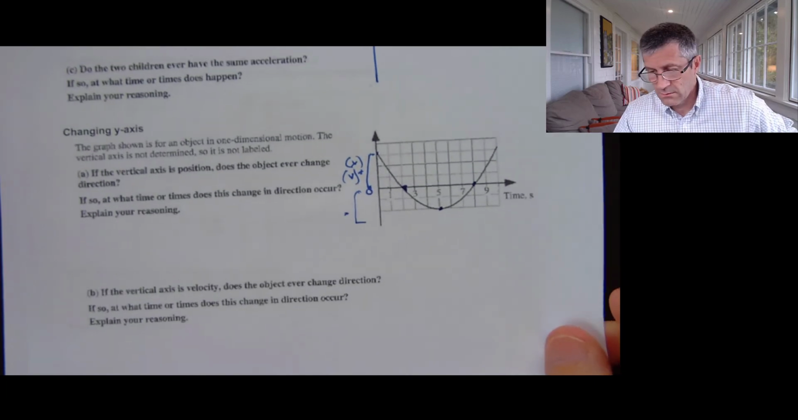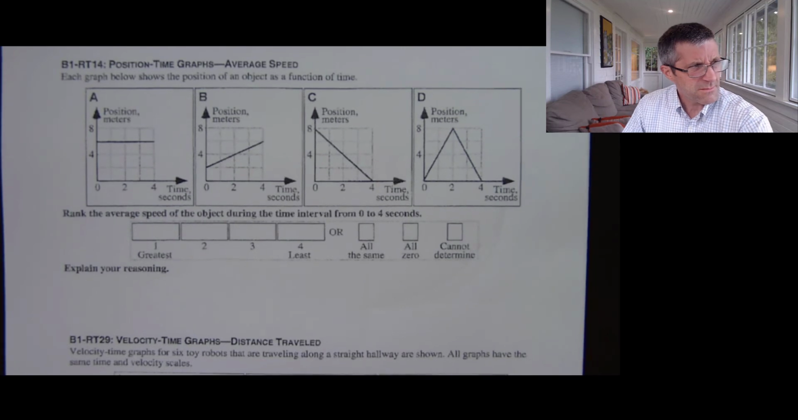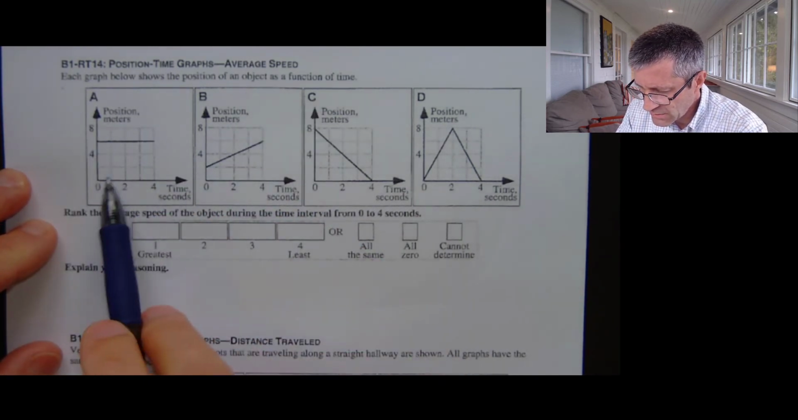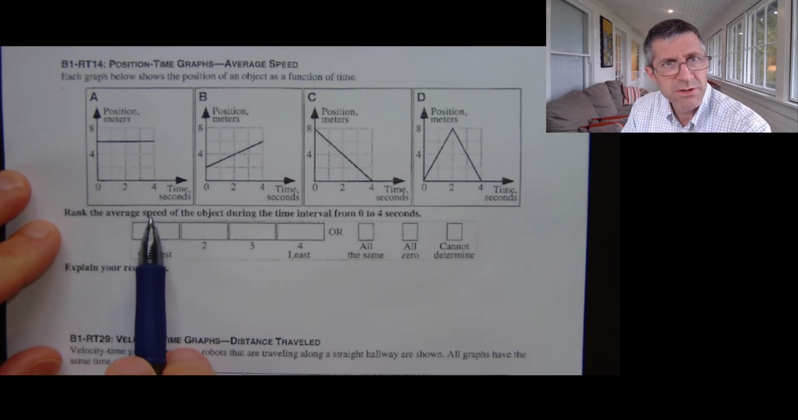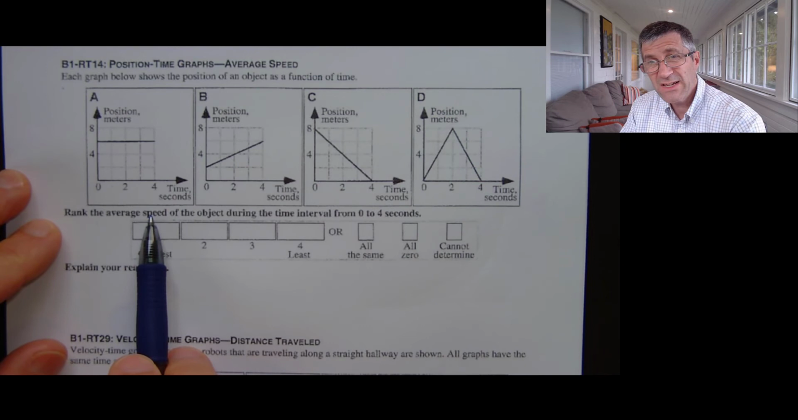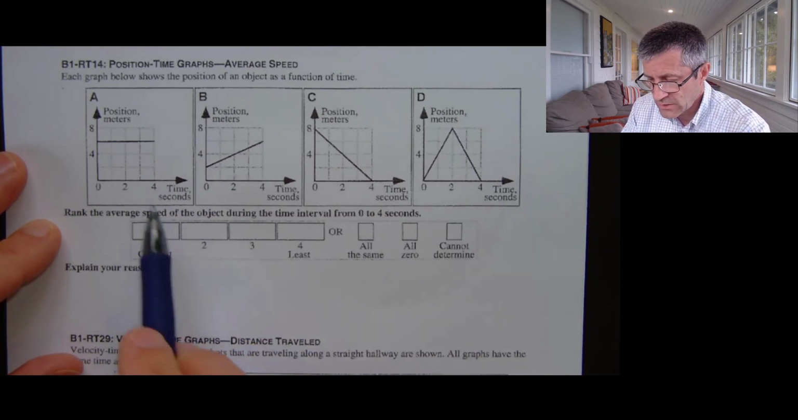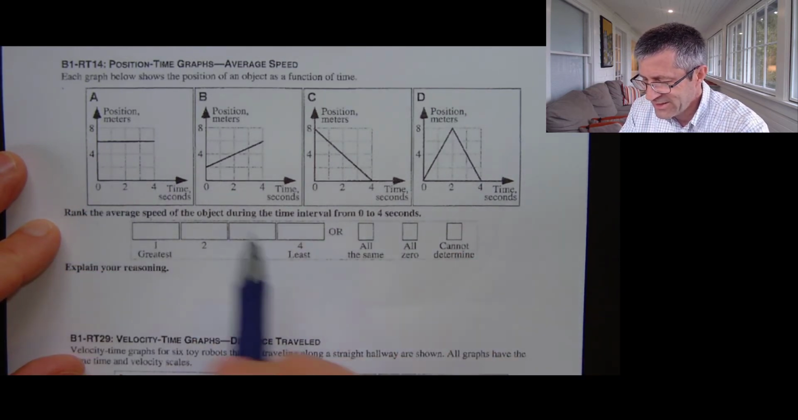Okay, good one. Let's see, a couple more. Average speed. So let's see what we got here. Each graph is position as a function of time. So for speed, I'm going to rank the slopes of these. Speed is really velocity, but it doesn't matter the direction. Your car's speedometer doesn't know what direction it's heading. It just tells you how fast you're going. So the slope of this is 0. I'm going to say that's the worst you can get.